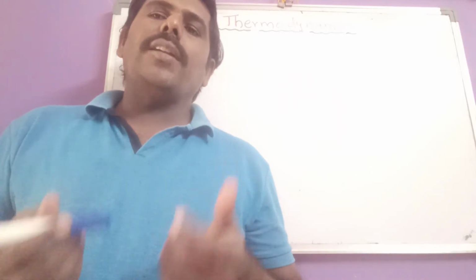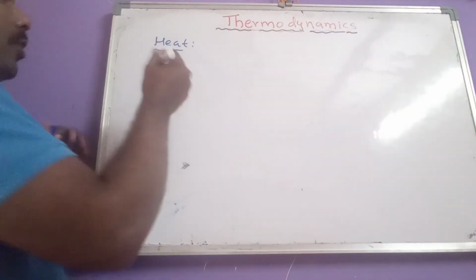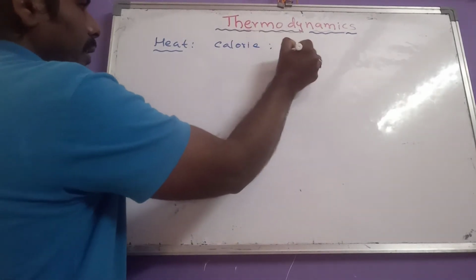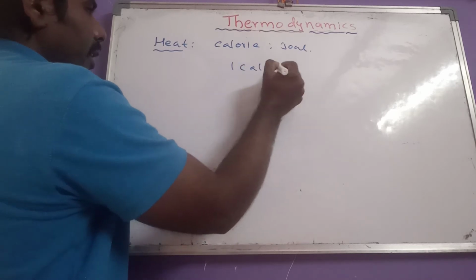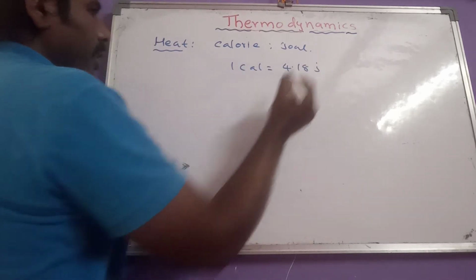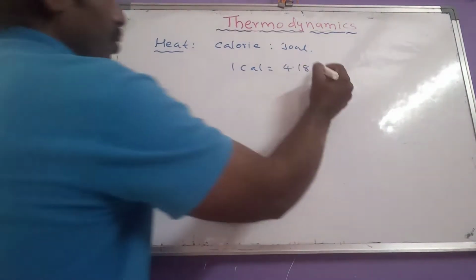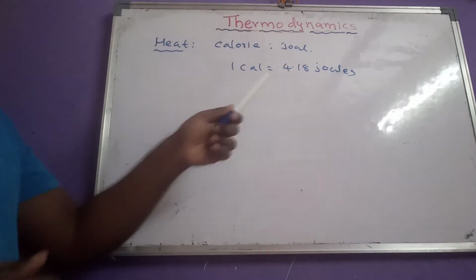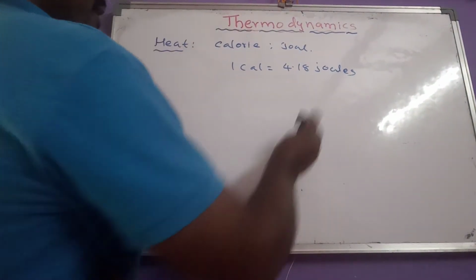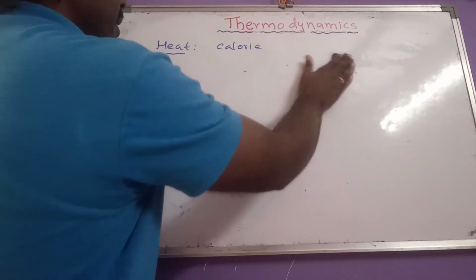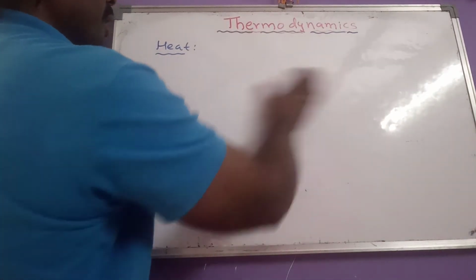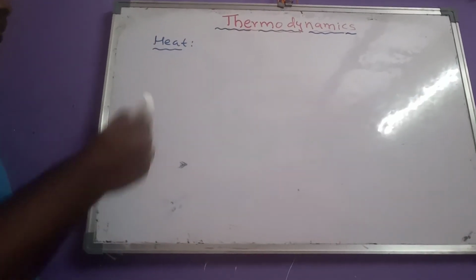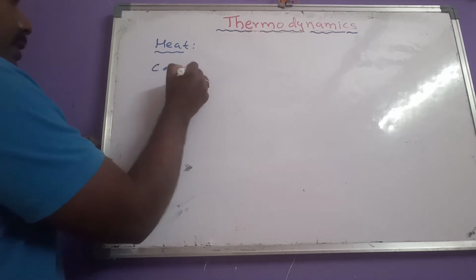Heat. And what are the units of heat? Calorie and joule. Both units are used here. 1 calorie equals 4.18 joules. So we have to remember this interrelation between calorie and joules. The form of energy which is transferred from a hotter body to a colder body is said to be heat.